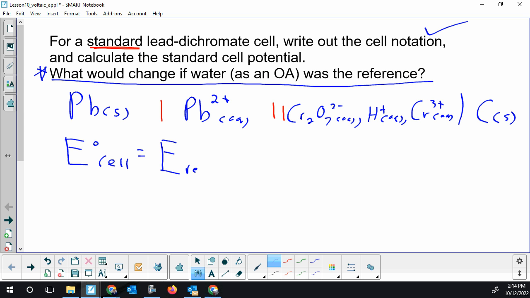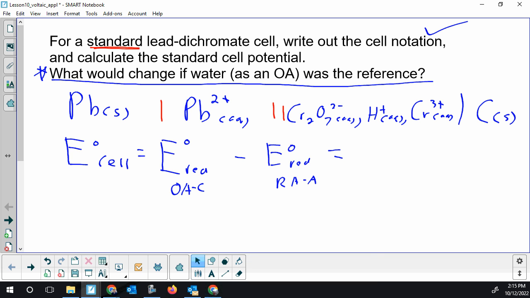We need the standard, that's the little circle, reduction potential of the OA. So that's going to be at the cathode minus the standard reduction potential of the RA. I'm just reminding you that's at the lower anode. So just don't start balancing. It's your default in chemistry. I'd normally say get an equation to start, but it's not necessary here.